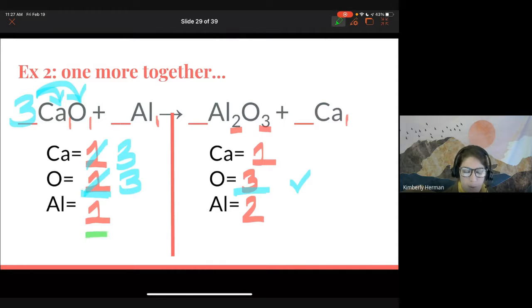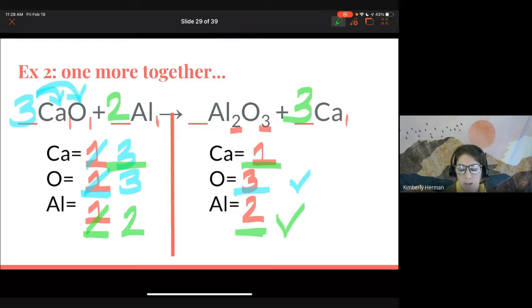So how do I make a 1 look like a 2? I need to put a 2 because 2 times 1 gives me 2. So now my Als are okay. And then I have 3 of my Cas on my reactant side. How do I make a 1 look like a 3? I'm going to put a 3 here. And then we are all balanced for it.